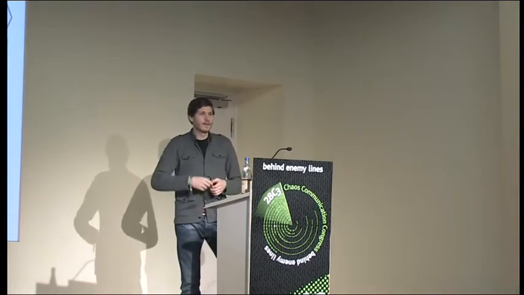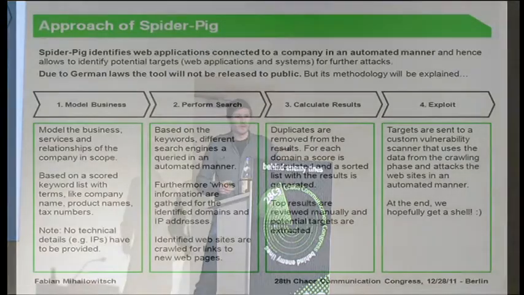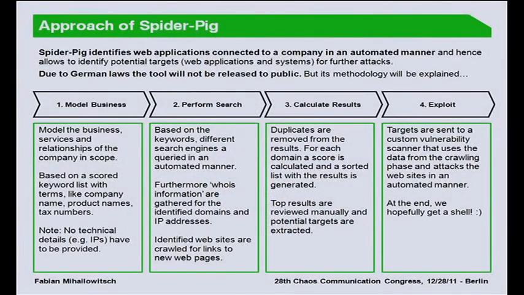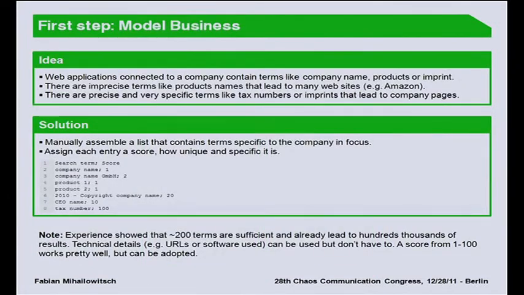Then we perform the search, where we query search engines in an automated manner. We sum up the results, we perform whois queries, and check them as well. We crawl identified web pages and check for external links to new web pages. At the end, we sum it all up, remove duplicates, and build a sorted list in which we score how probable it is that the web page is part of the company in focus. Then we pass them to an exploitation framework and hopefully get access to the system or some nice vulnerabilities out of it. So let's dig into the 4 steps.